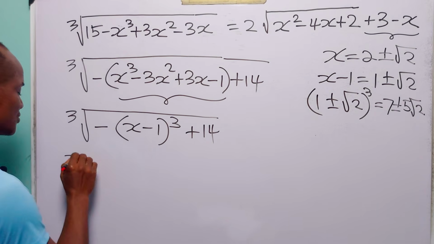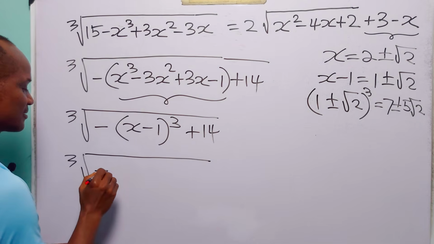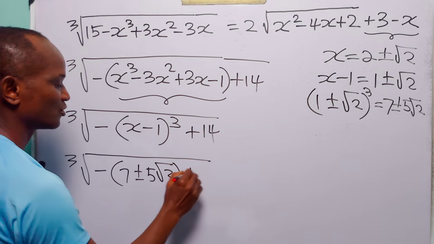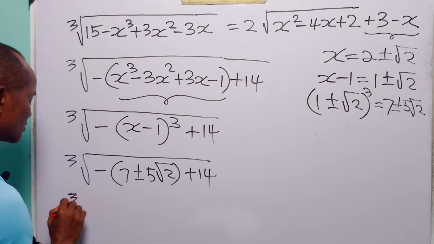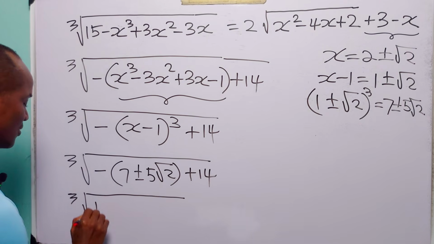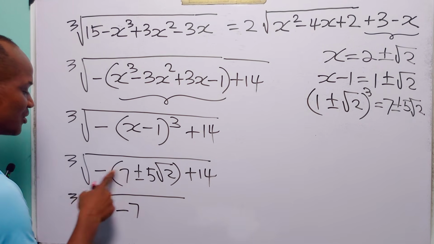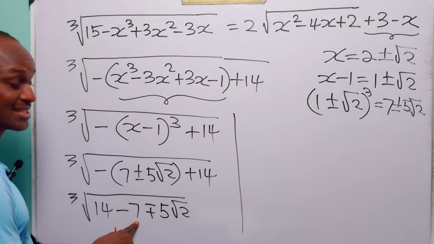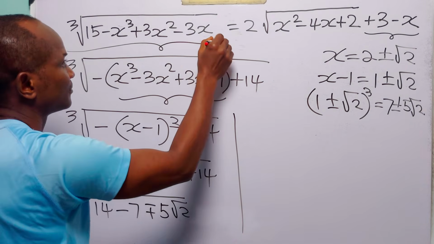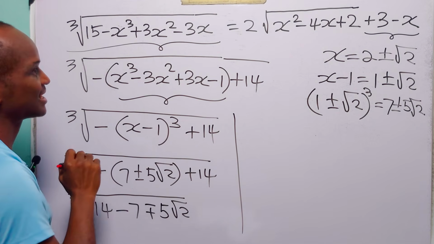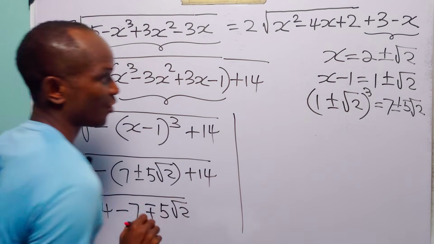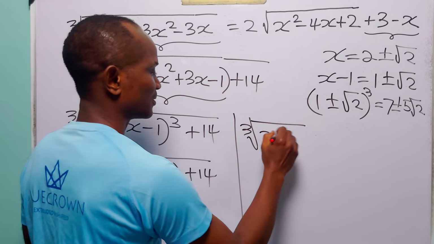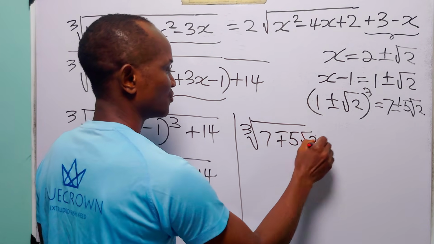Substituting into this, we have the cube root of minus 7 plus or minus 5 root 2 plus 14. Now this is equal to the cube root of 14 minus 7. Now because of this, we can write minus or plus 5 root 2. 14 minus 7 is 7. So on the left-hand side, when x is equal to 2 plus or minus root 2, what we have is the cube root of 7 minus or plus 5 root 2.